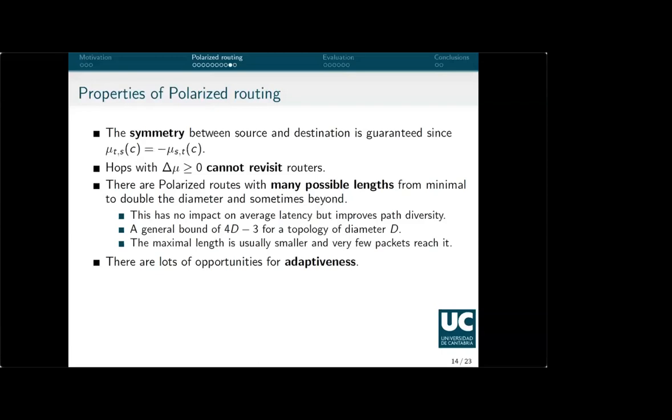All the minimal routes are included, together with most of the valiant routes, and many of intermediate length. There may also appear some longer routes, but they will only be employed in the rare situation where a packet uses a low priority link several times because of contention. We have a general bound of 4 times the diameter minus 3, only reached in extreme cases. Thus, there may be many opportunities along a path where the router can choose between different links, allowing it to employ all the diversity of the topology.